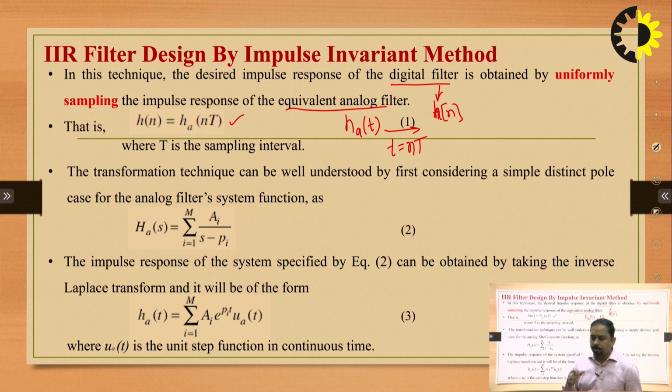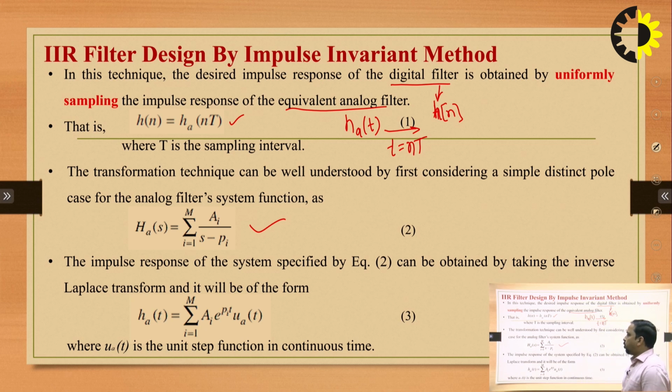This means if we have simple poles like 1 by s plus 2, 1 by s minus 3, something like that. So, if we have the simple poles of the analog filter, which is of this type, H of s equals the summation i equals 1 to m of A_i divided by s minus p_i, where p_i is the ith pole. So, we are choosing the simple poles over here.